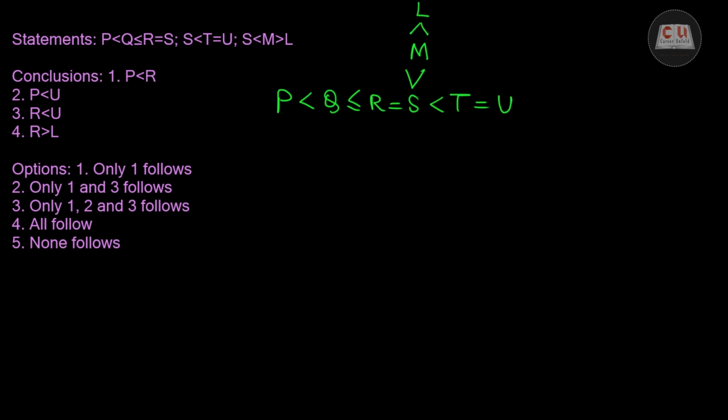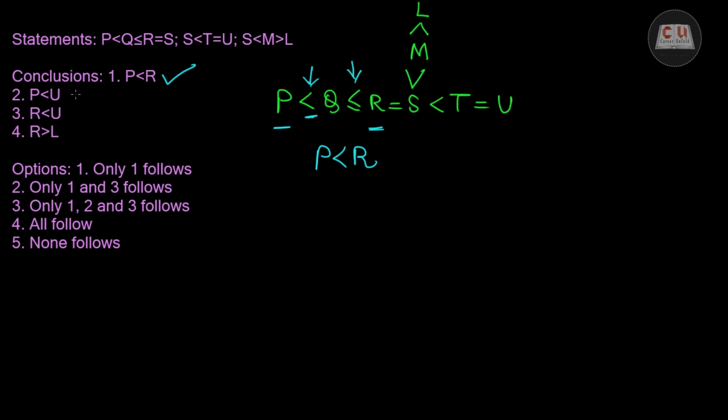Alright. Okay. Now the first one is between P and R. Here's P, here's R. Two symbols in between. This has the highest priority. So this one would follow. I hope that makes sense.